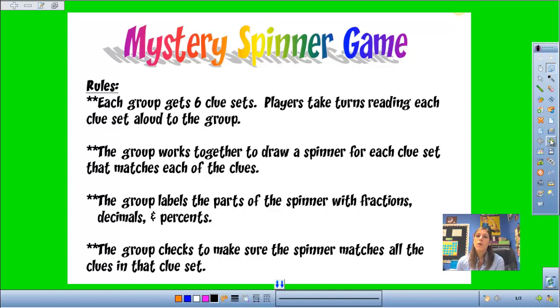And once you think it's good and you think you have them all right, you will bring it up to the substitute teacher and show them, and they will either say, yes, that's right, and give you the next clue set to make your next spinner, or they will say, no, that's incorrect, you have some of it wrong, and then your group will go back, fix it, come and show again. You cannot move on to the next spinner until you have the first set done. And there are 6 clue sets, so you have to get through all 6. That is your goal.